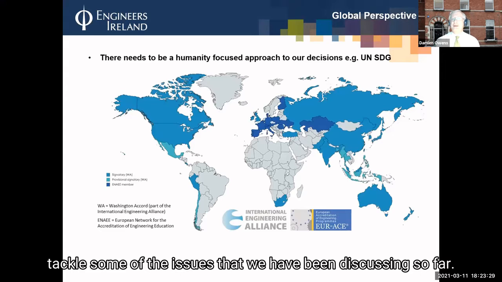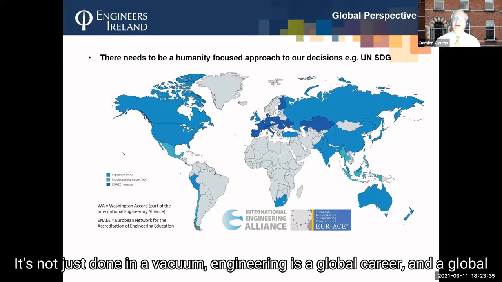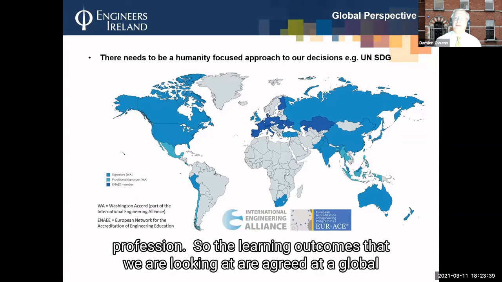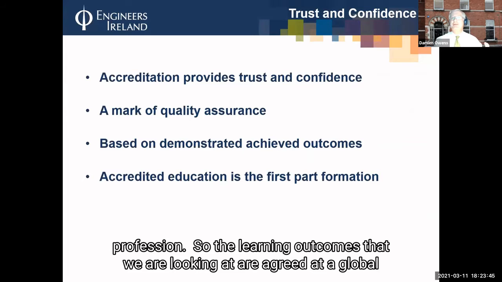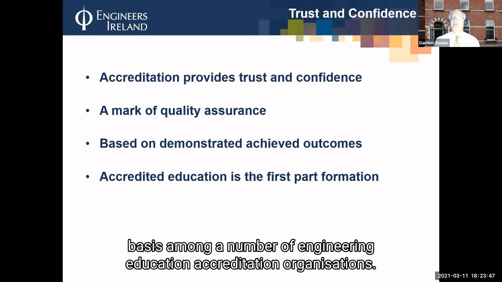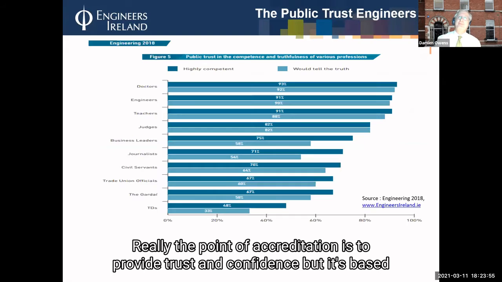Engineering is a global career and a global profession. So the learning outcomes that we are looking at are agreed on a global basis among a number of engineering education accreditation organizations. And really the point of accreditation is to provide trust and confidence, but it's based on outcomes. So we are assessing what the student has demonstrated and learned during that program.